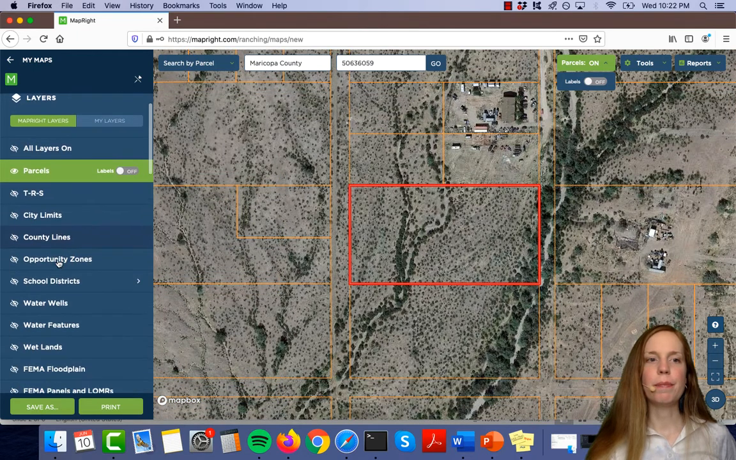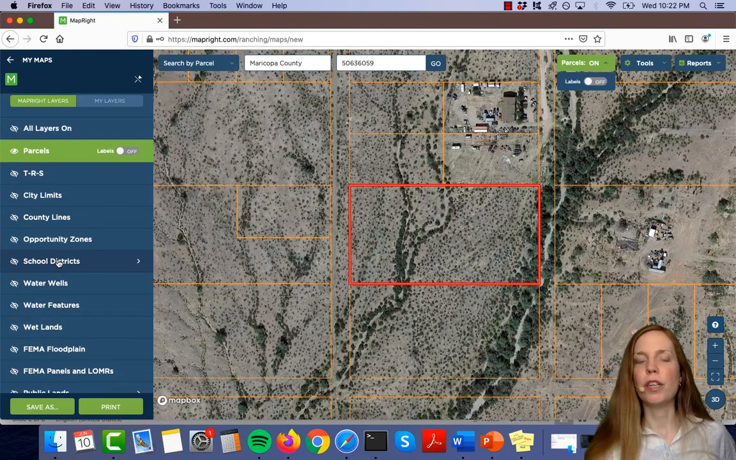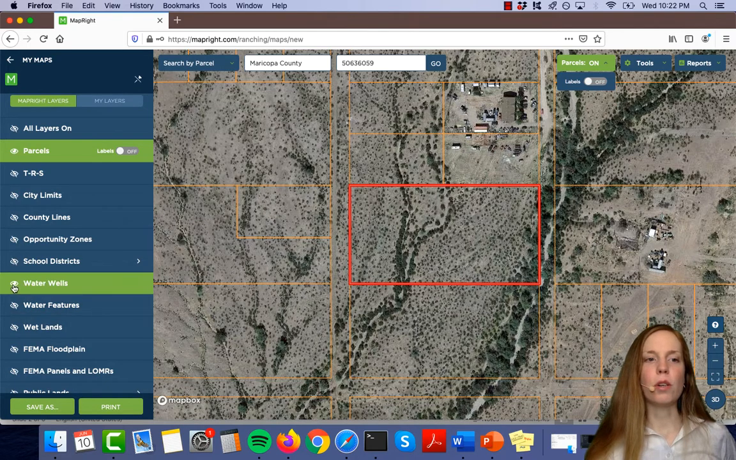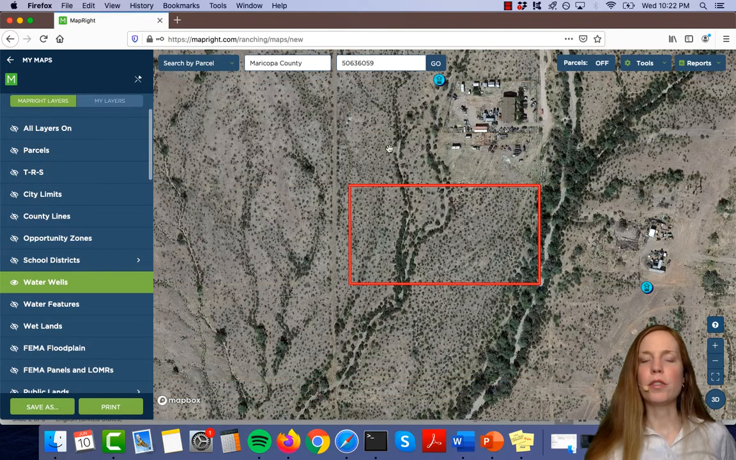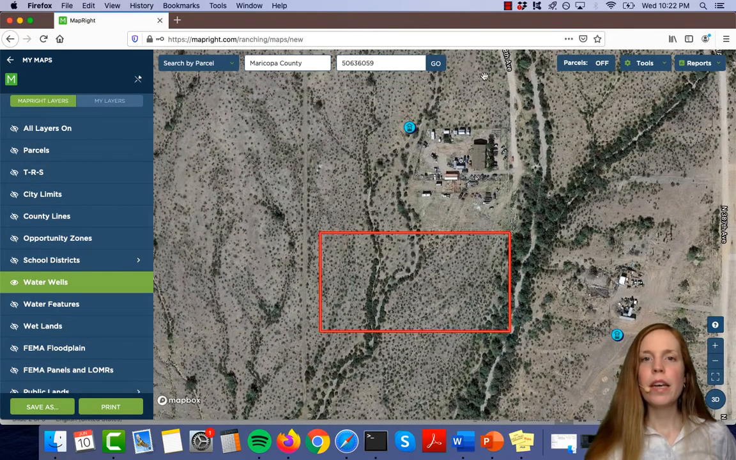All right. So now I'm going to go over the 11 features that we love now that we have our nice parcel drawn up here. So the first one is the water well feature. I'm going to turn off the other parcels for a second. This is a really useful feature.